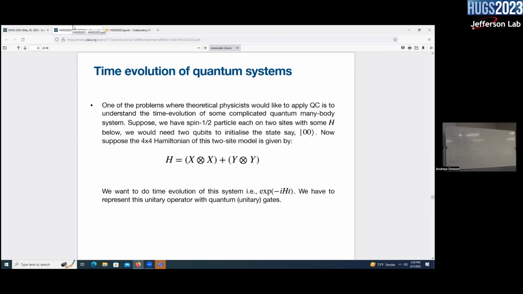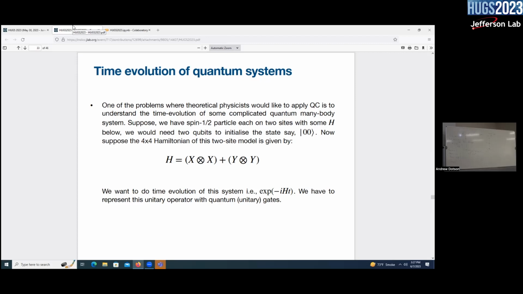So I have not spoken about that yet, but now we have all the ingredients which we need to understand the time evolution. So let's start to understand that. How do we do that? Let's say we are dealing with a 2-qubit system. The Hamiltonian is a 4x4 matrix.